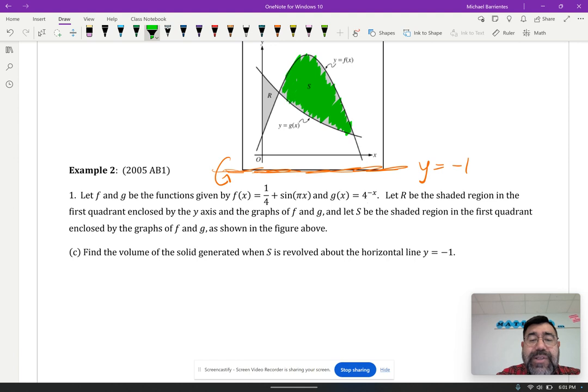And so my first question is, is this going to be a setup that involves x's or y's? Well, since my axis of revolution is horizontal, it's going to be a setup that's in terms of x. When I draw my rectangle, here's my representative rectangle, right? So this is my slice. But my slice is perpendicular to the x axis, that's shifted down. And so we know that it's going to be in terms of x, number one.